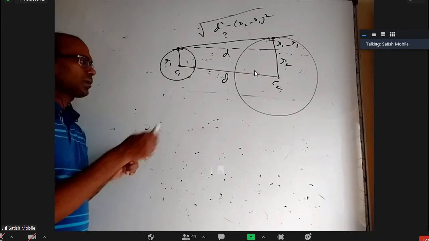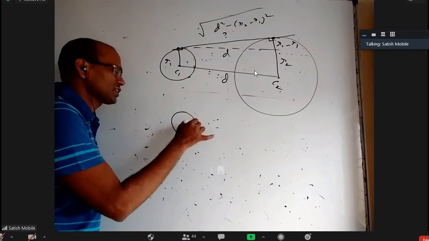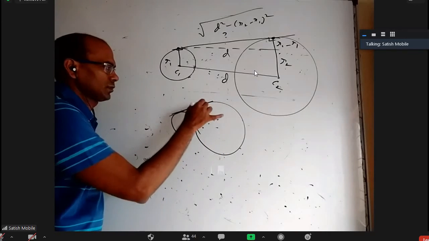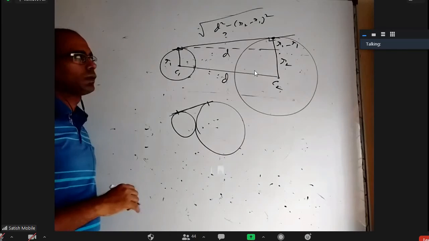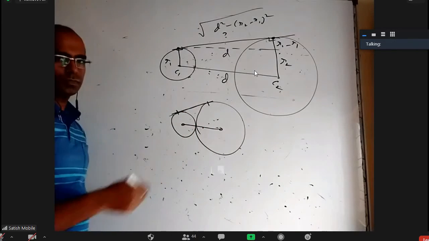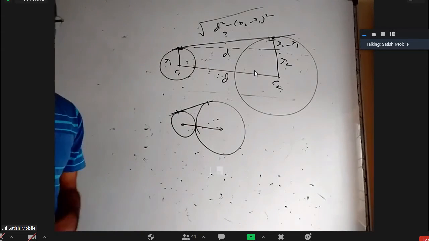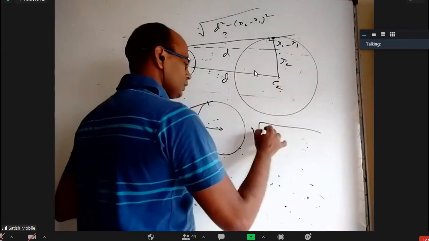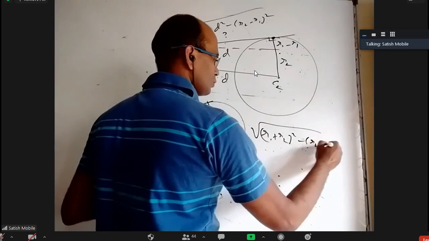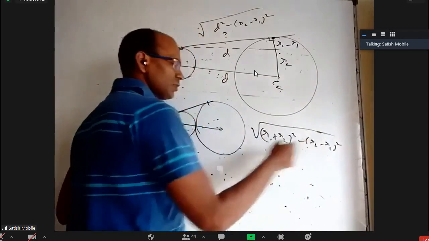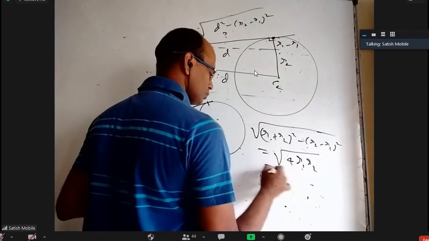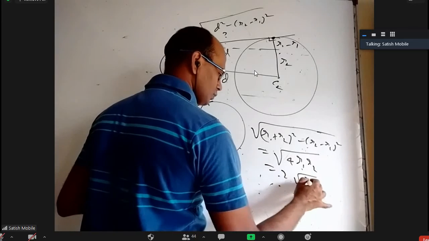Now, a small part of this: if they are touching externally, and you want to find the direct common tangent from here to here, in the place of d I have to write specifically R1 plus R2. Earlier d can be anything, but now d is R1 plus R2. So it will become R1 plus R2 whole square minus R2 minus R1 whole square. A plus b whole square minus a minus b whole square is 4ab. So we will get root of 4 R1 R2, or 2 root R1 R2.